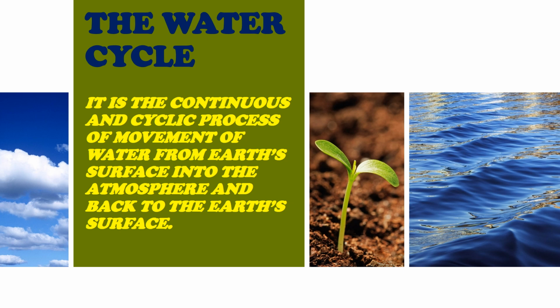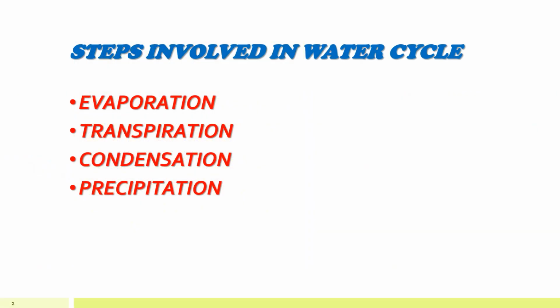Okay, moving on to the details of the water cycle. Let's go to the next slide. So there are four major steps involved in the water cycle, which are evaporation, transpiration, condensation, and precipitation. I am going to take all these steps in detail with you. We will be discussing them all one by one. Okay, let's move on.